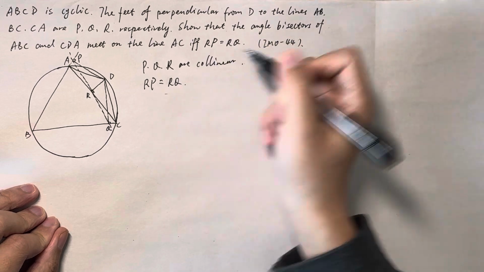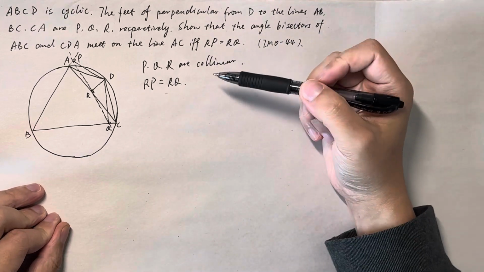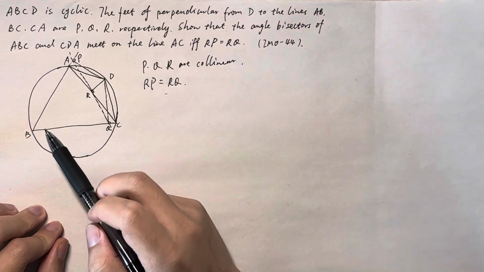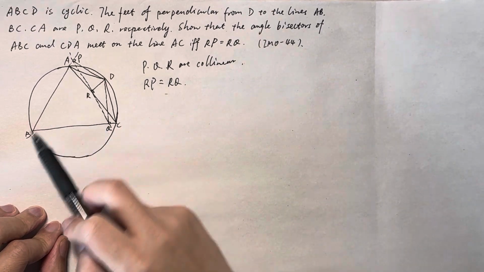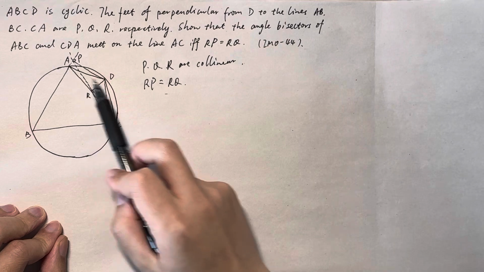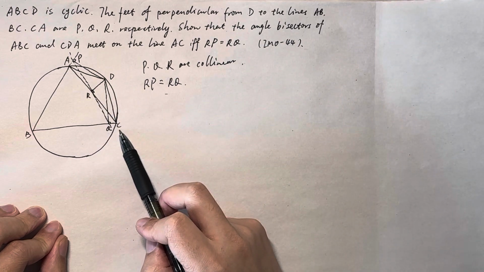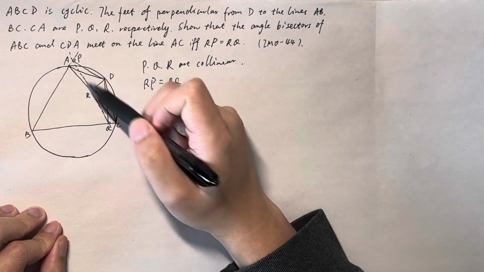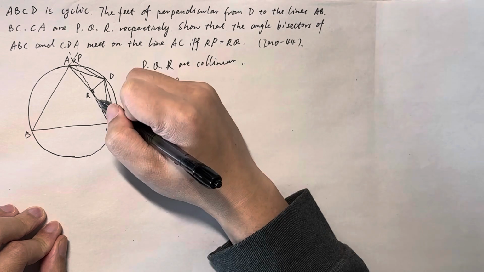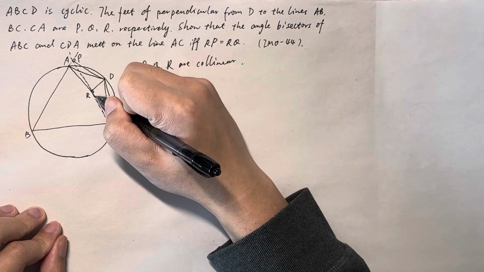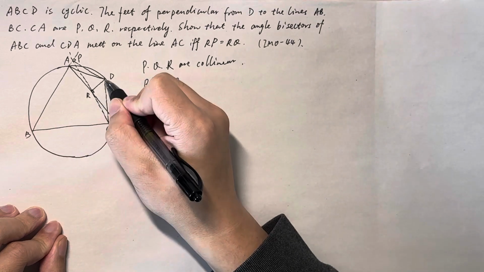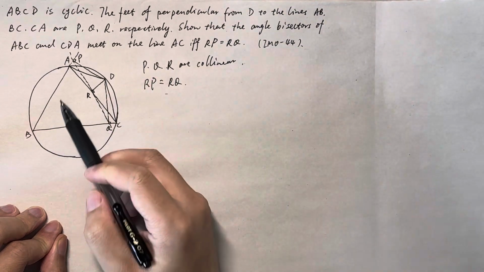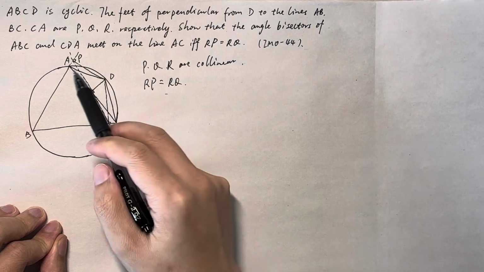Let's say we find that RP equals RQ. We know this. Now we want to prove that the angle bisector of angle ABC and the angle bisector of angle ADC meet on the line AC, right? So on AC we find one point. If we connect that, that's the angle bisector for both angle ABC and ADC.